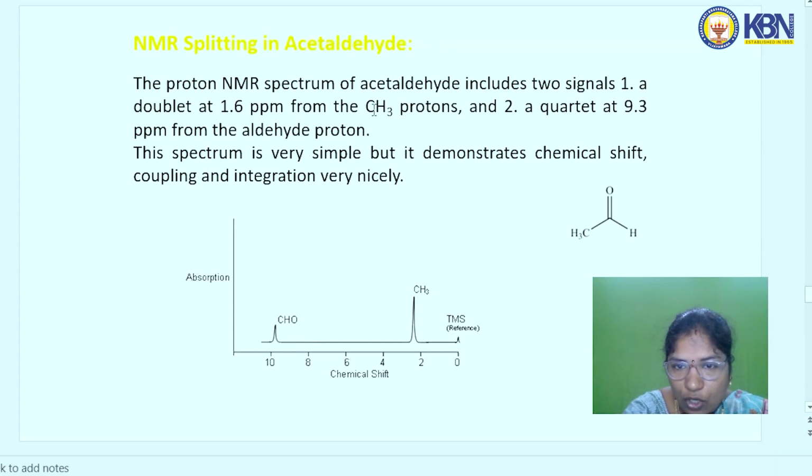Next, NMR splitting of simple acetaldehyde, CH3 C double bond O H. The CH3 group has only one neighboring proton, so n is equal to 1, 1 plus 1, and it is observed as a doublet. The CH aldehyde group has 3 neighboring protons, 3 plus 1, and is observed as a quartet. The quartet is at 9.3 ppm and the doublet at 2.2 ppm.